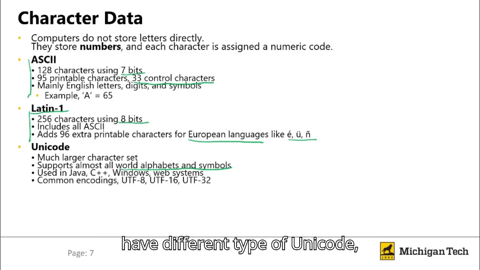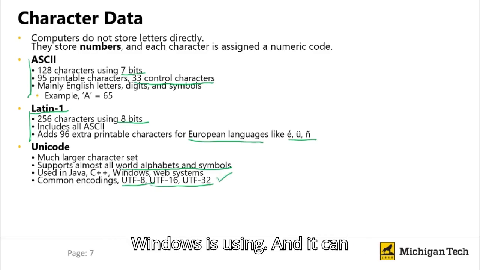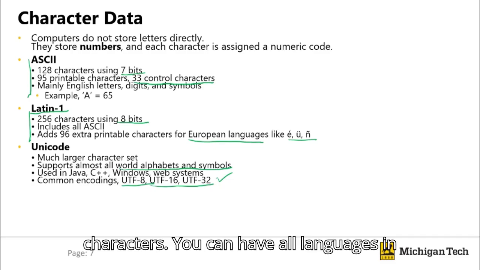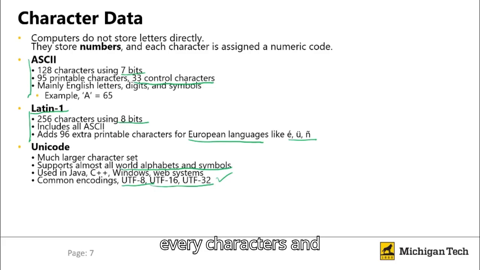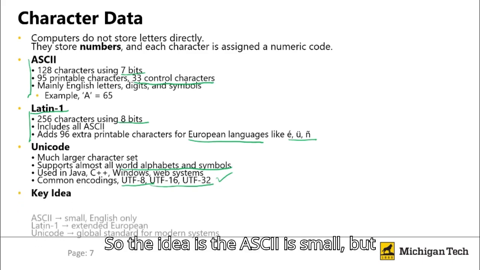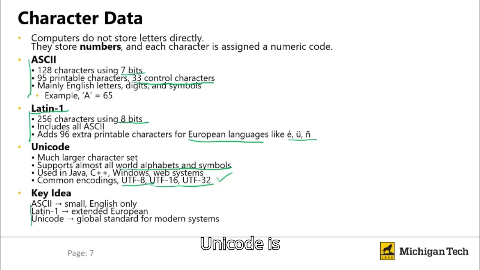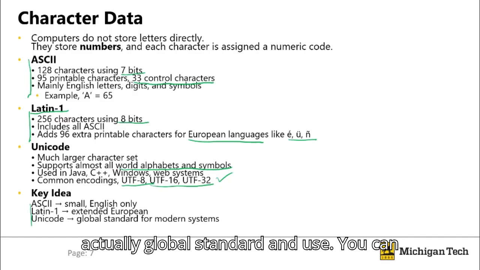We have different types of Unicode: Unicode 8, 16, and 32. Right now 32 is something that, for example, Windows is using, and it can have 2 to the power of 32 characters. You can have all languages and every character, and emojis and so many other things. So the idea is that ASCII is small, but Unicode is actually the global standard and widely used.